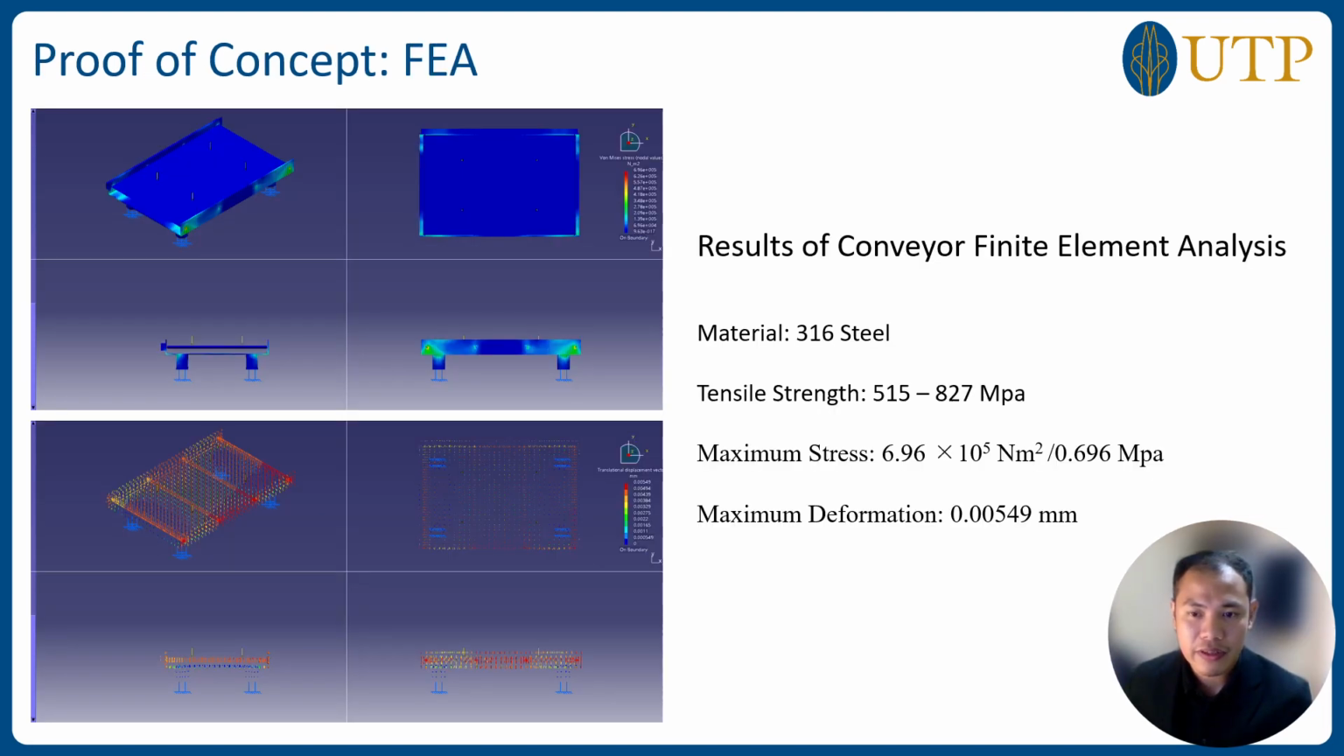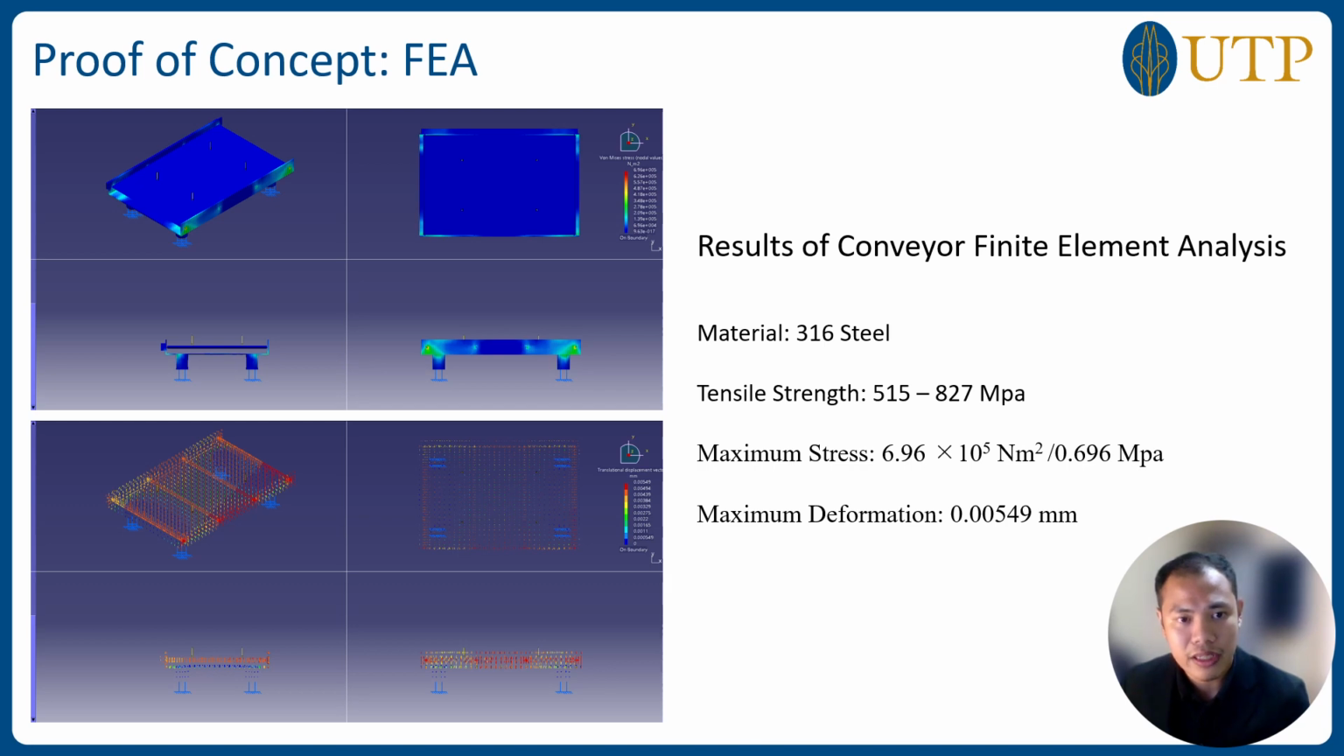Next, we move on to the finite element analysis of the conveyor component for this plant. So the results of the conveyor FEA analysis is as shown in this description on the right. So the material chosen for the conveyor is 316 steel, which has a tensile strength of 515 to 827 megapascals.